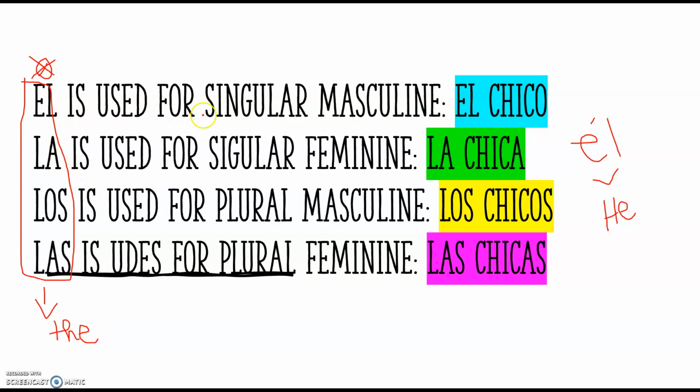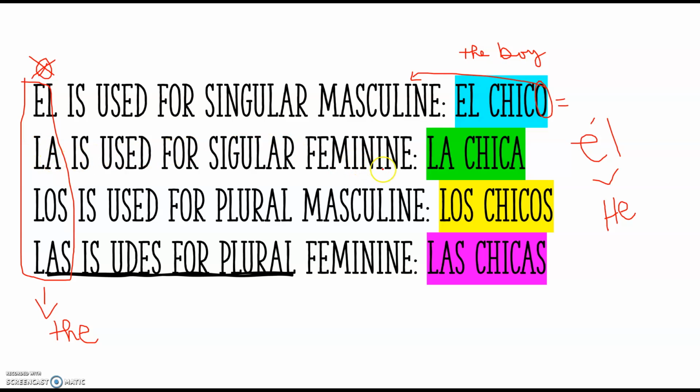So el is used for singular masculine. The example for that is el chico, the boy. See? The boy. So how do we know that it's masculine? Because chico ends with o. So that is masculine. That happens most of the time. There are some exceptions to that, unfortunately. So the boy, el chico.